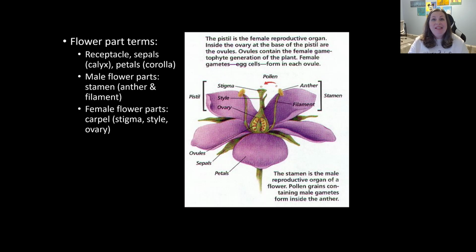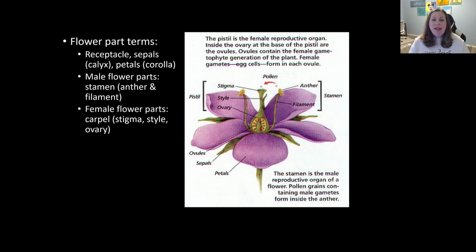The female part is the center part of the flower. This is going to be called the carpel. Sometimes it's also called the pistil. Okay, so we call it the carpel over here in the words, but it can also be called the pistil. We see that it's composed of 3 parts. So the very topmost part is called the stigma, and it's sticky.